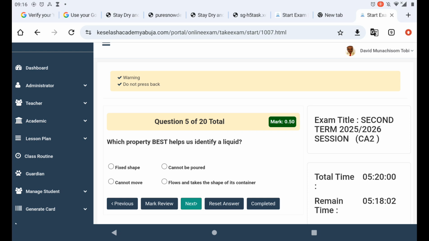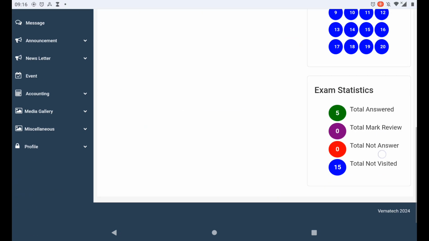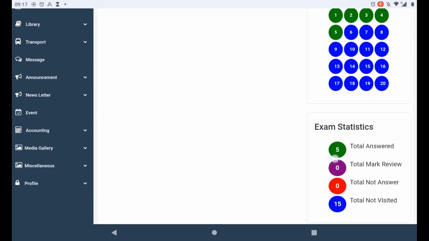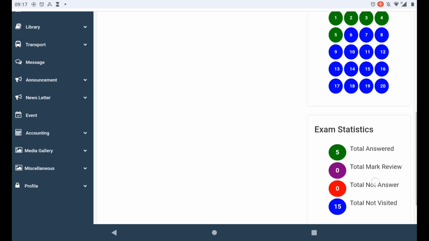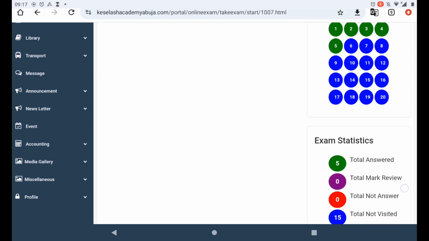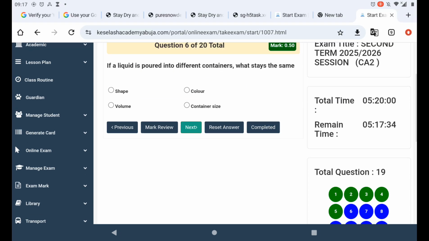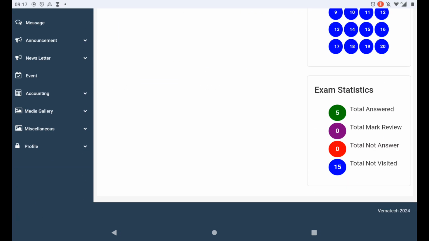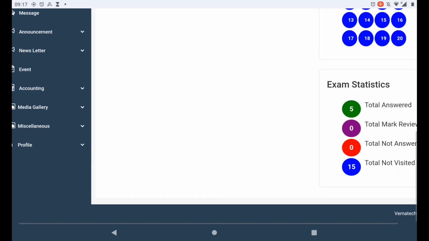I think it's to flow and take the shape of a container. Yes, I think so. Now, let's say I know the one. It shows the total answered 5, total marked for review 0, total not answered, and I have 15 questions left. So if you hear me, I'll say it again: 5 total answered, total marked for review, total not answered.